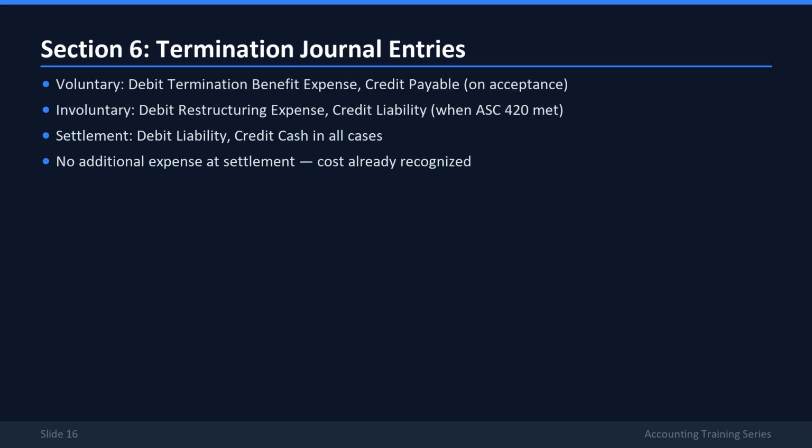Also from Section 6, for voluntary termination benefits, the entry is a debit to termination benefit expense and a credit to termination benefit payable on the date the employee accepts. For involuntary termination benefits, the entry is a debit to restructuring expense and a credit to restructuring liability, but only after all four ASC 420 criteria are documented. In both cases, settlement is simply a debit to the liability and a credit to cash, with no additional expense at payment.